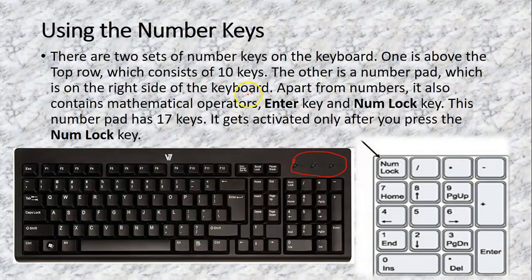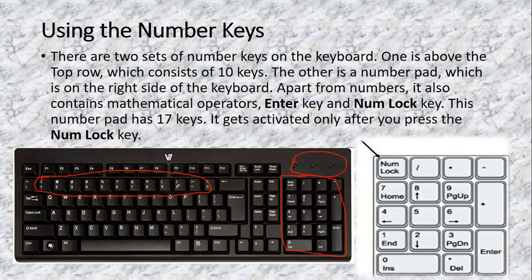Go to the next slide. Okay. Now here there are two sets of number keys, children. One is over here. Okay, this set. This is one number key set and this is another numlock keypad. Now here you have 10 keys total for numbers. That's 1 to 0 over here.